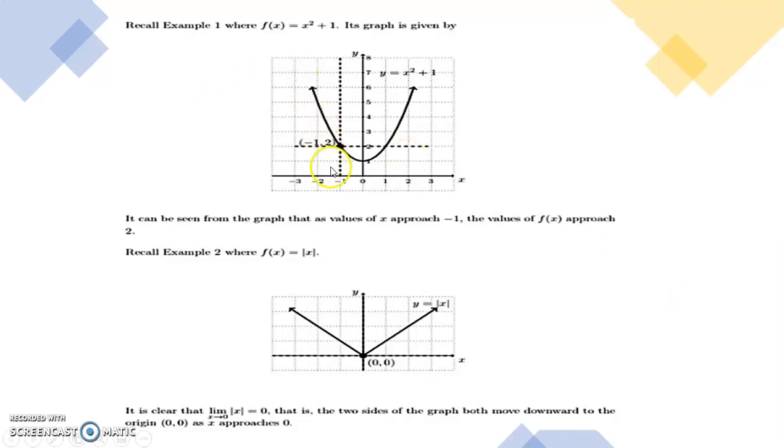Now, looking at the graph, as x approaches negative 1 from both the left and from the right, the value of f of x is approaching 2. So this is the limit of the function as x approaches negative 1. Now, as x approaches 0 from the left, the value of f of x is approaching 0. As x approaches 0 from the right, again the value of f of x is approaching 0. So we say the limit of the function as x approaches 0 is 0.